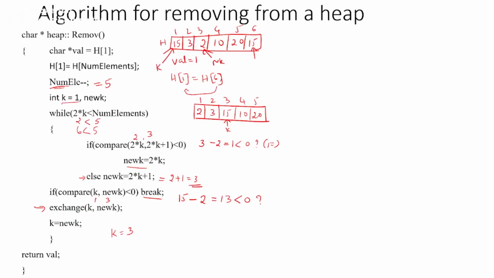So what exactly happened now? 1 has been sent to the file. Initially there was a 1 here in the h array. So 1 has been sent to the file, and now 1 is not there. Your h array starts from 2.